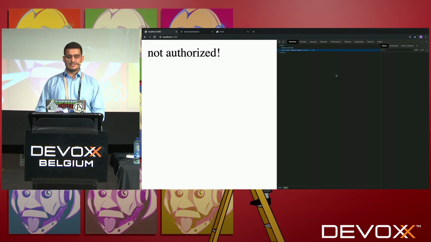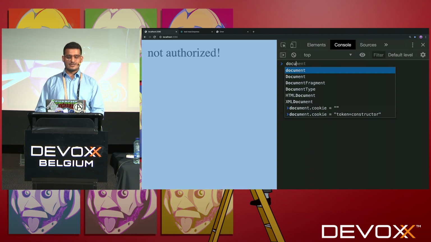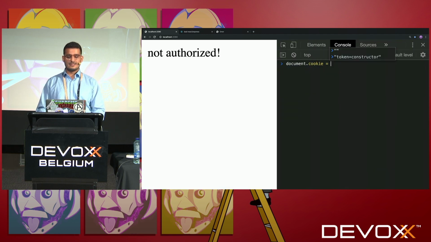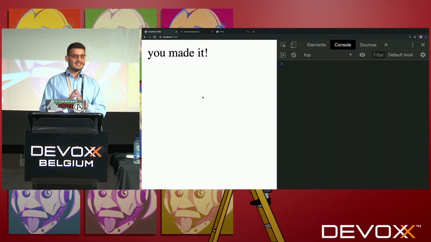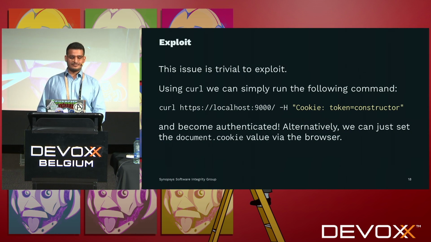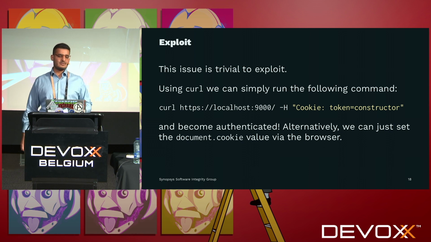If I go into inspect, and I say document.cookie equals token equals constructor, and if I refresh the page, woohoo! Thank you, JavaScript. And so yeah, it's fairly trivial to exploit these kinds of issues.